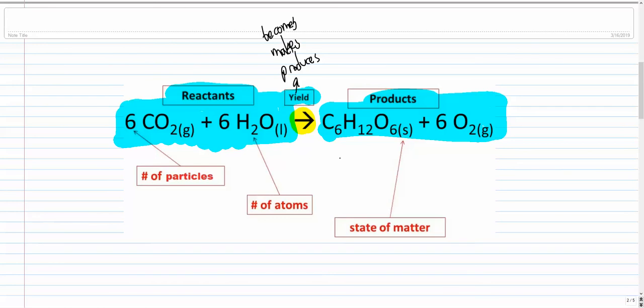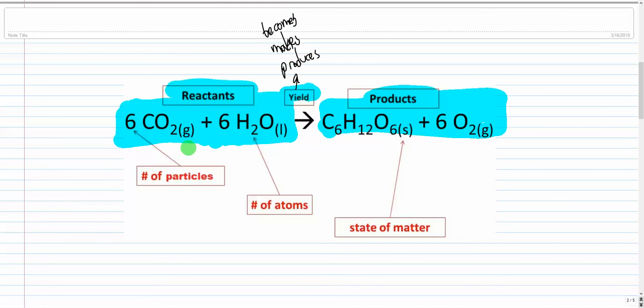Those are all good. And the arrow here in the middle shows you the direction of the reaction. But it doesn't always have to be left to right. Sometimes you can have a chemical reaction be reversible, and you might see an arrow that points back. So you might see this double arrow thing.